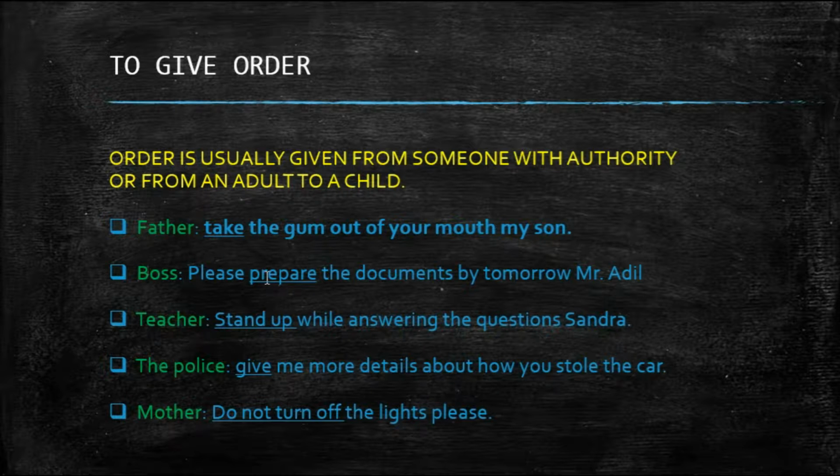So look at this example. The father says, "Take the gum out of your mouth, my son." Right? Take the gum out of your mouth, my son. So he's giving order to his son, right? And he starts with a verb, correct? Some authoritative claim here. So it is order given from an adult to a child in this case, from the father to the son, right?